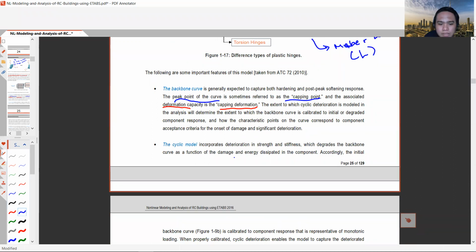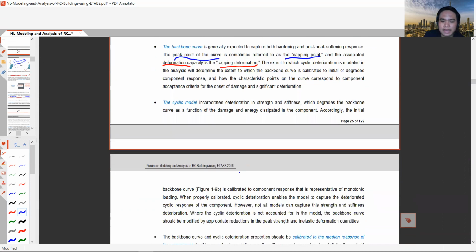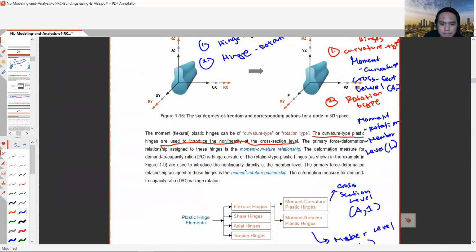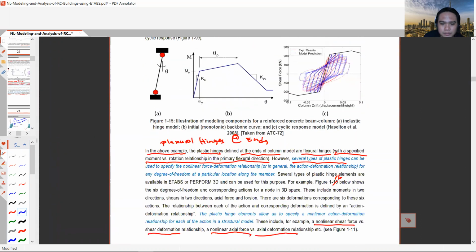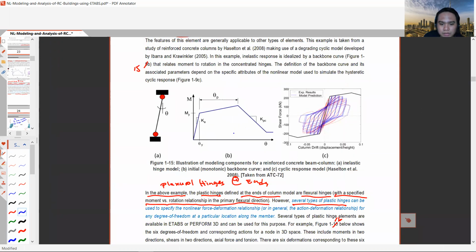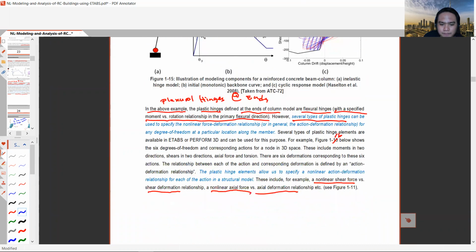For the cyclic model, it incorporates now the deterioration in strength and stiffness, which degrades the backbone curve as a function of the damage and energy dissipated in the component. Okay, so accordingly, the initial backbone curve given in a figure 1-9b. Okay, I don't think tama yung figure. So figure 1-15b. Okay, ito yung backbone curve eh.